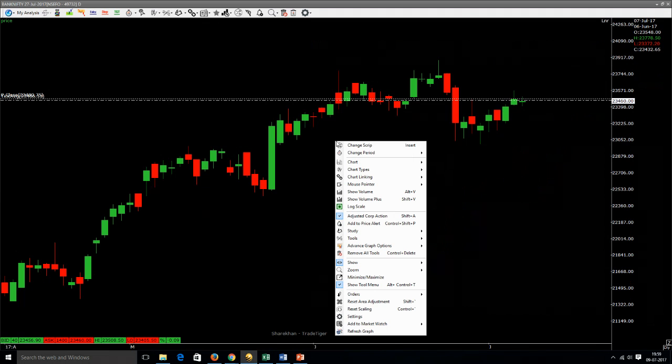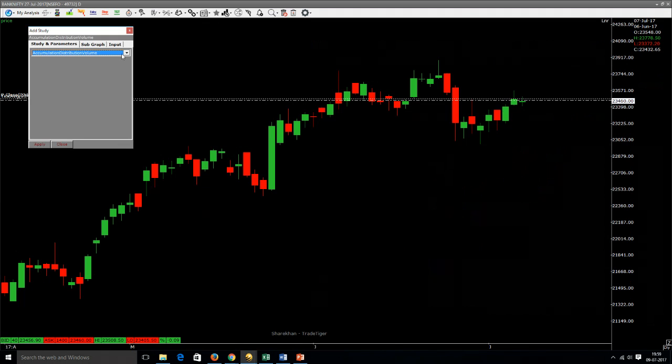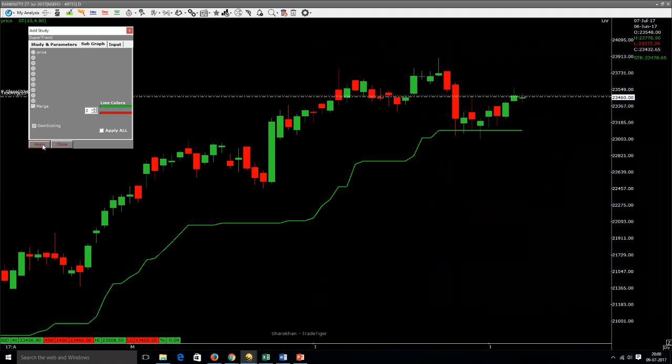You just need to right click, go to the study, and click on add study. Then you have a drop down menu where you look for the Supertrend, which is here. By default, the ATR period and the multiplier setting is 10 and 3, but we're going to use it differently. We're going to use the multiplier 4. We go to the subgraph, increase the thickness of the indicator, and apply.